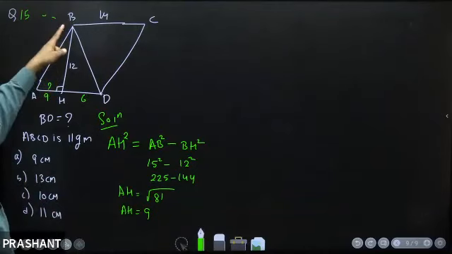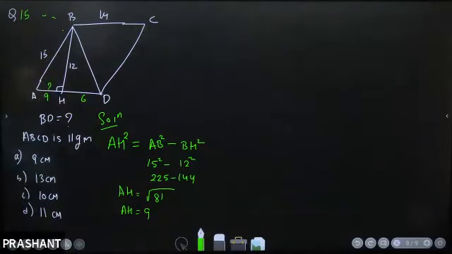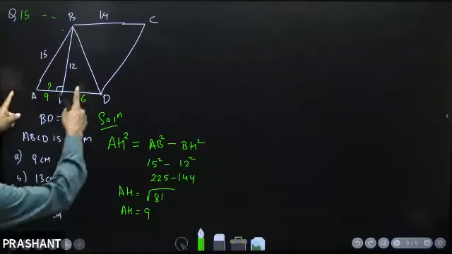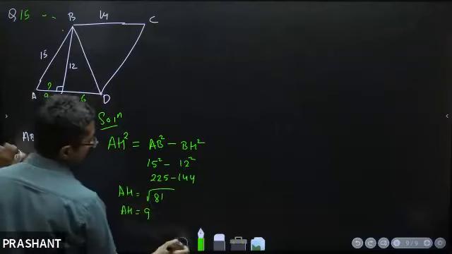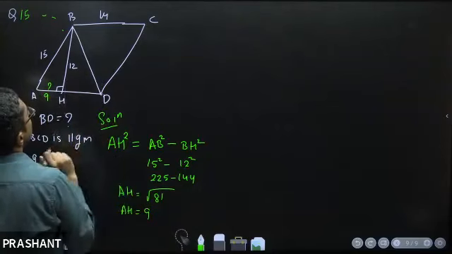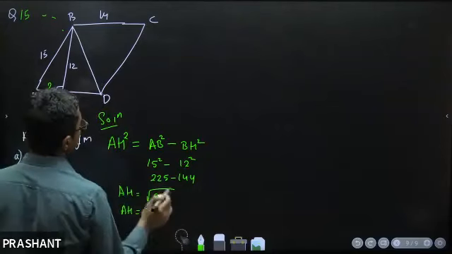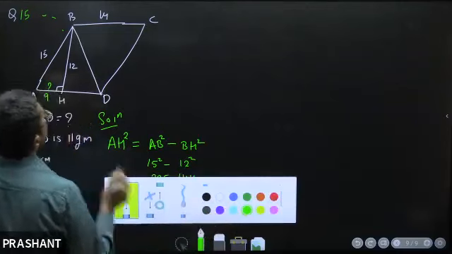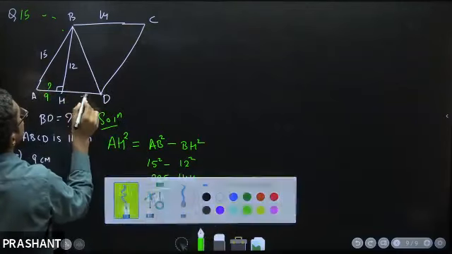Correct? So now again you can apply Pythagoras in BHD. So that is 12 square plus 6 square, 144 plus 36. कितना होता है? सर 6 कहाँ से आ गया उसमें? अरे सॉरी, 14 minus 9 is 5 हो जाता है ना, सॉरी. हाँ बराबर. Sir, it will be 5. हाँ क्योंकि ये 14 minus 9, correct. So this is your 5.